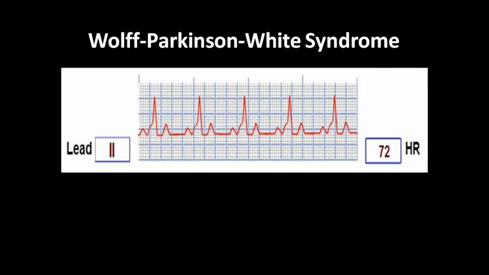Next, we have Wolff-Parkinson-White syndrome. Here again we can see a P wave, QRS complex, and a T wave. But if you look closely, there is a QRS complex which is slightly deviating, and then there is a starting of a QRS complex. So this part is not similar to other waves.